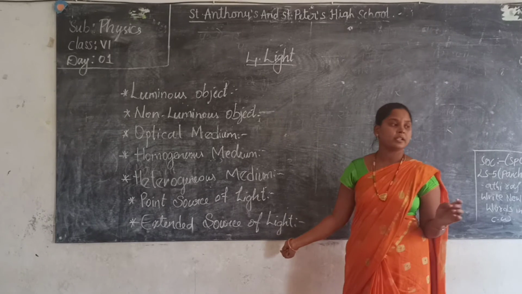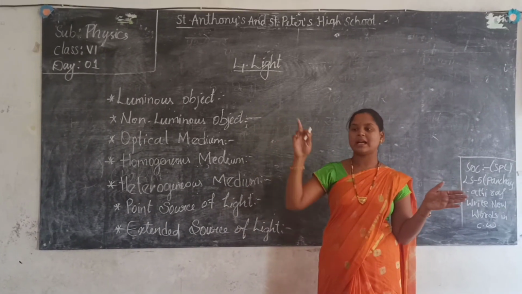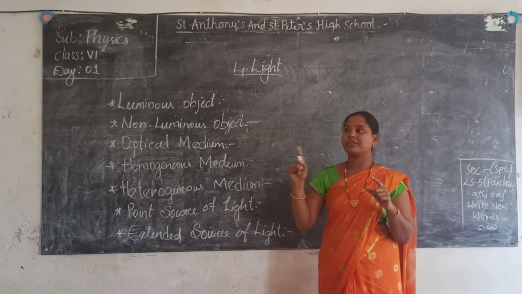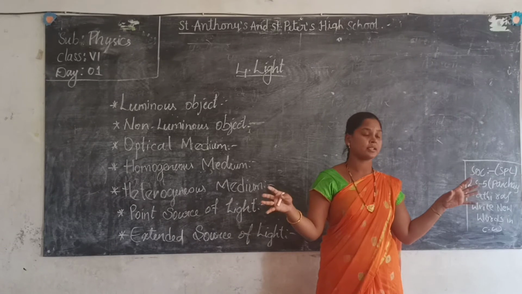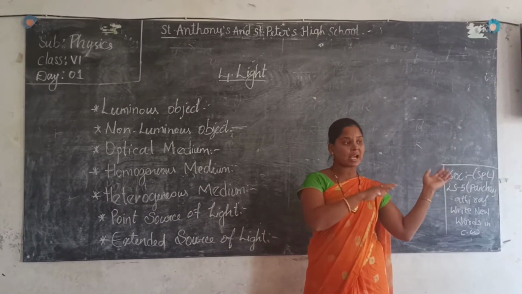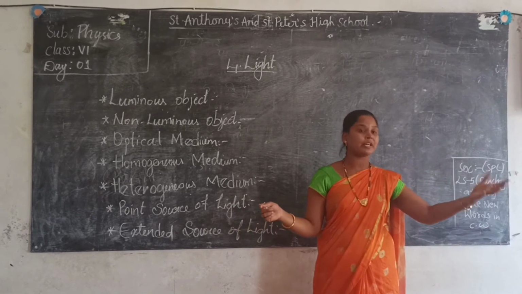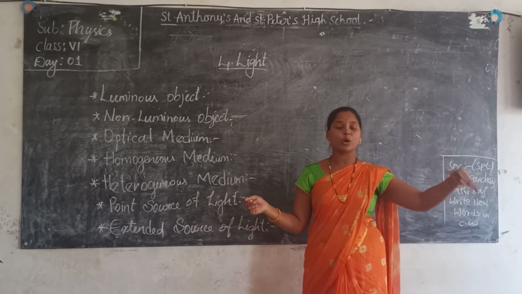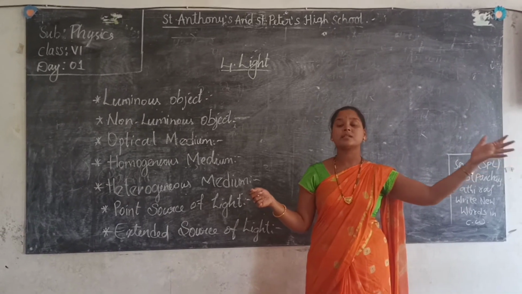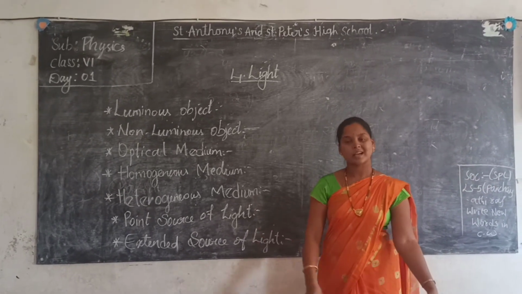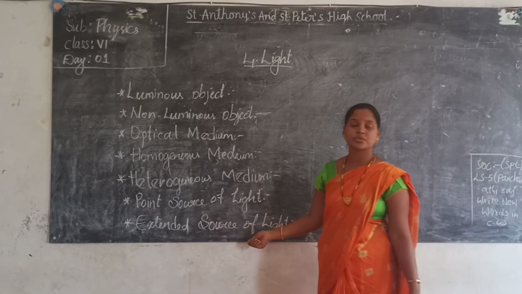Extended source of light means what? Where the source is very big. For example, a tube light. How do you get light from the tube light? Only from a point or an extended source? Extended source. From starting to ending, from this place to this place, you will get the light. Even when we burn a group or log of sticks, we get a lot of light. That is called an extended source of light. The Sun too. Did you understand point source of light and extended source of light?